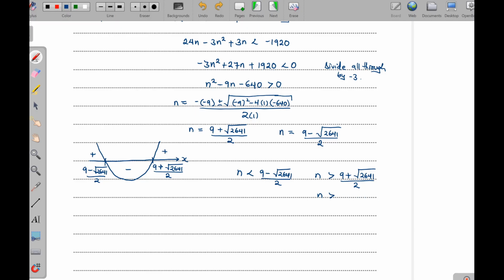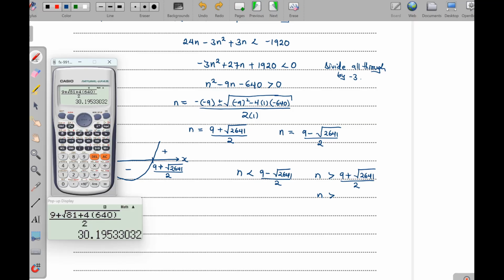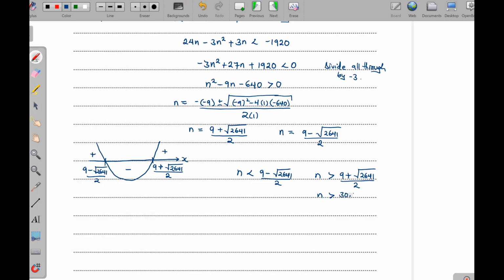When we go back to our calculator, we have 30.195 and the rest of that. So our n is going to be equal to 31. The smallest has to be 30.19 and whatever, and you know that when it comes to terms, they have to be whole numbers. So the next integer in line is 31. So that has to be our answer.